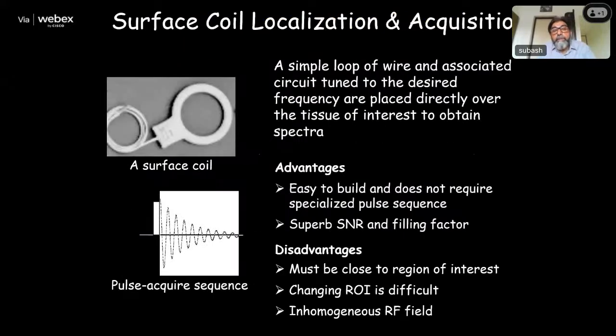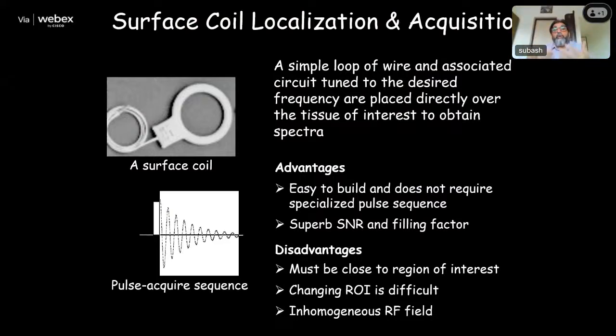And now the question is, how do we localize the MR signal from the muscle? As I told you, muscle is a very superficial structure. You can use a simple loop of wire, which is at resonance frequency, and acquire signal from that. So what we call this is the surface coil. You can see this is a single loop of coil which can be placed directly over the muscle, and you can acquire the P31 signal from the muscle.